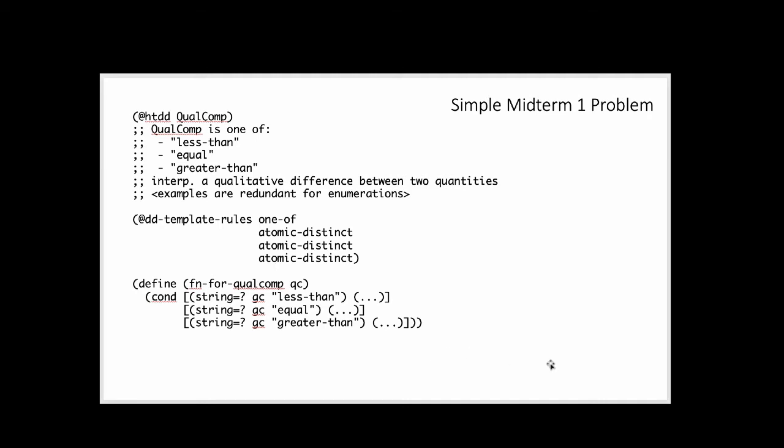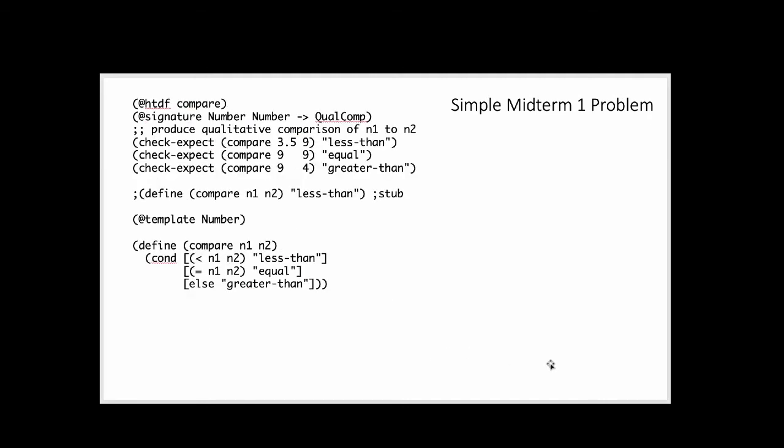Another part of a simple program would be a function that operates. Here we've got a function that actually is going to produce a QualComp, not consume a QualComp. So again, there's a tag here that says that the next part of the program follows the how to design functions recipe for a function called compare. There's a signature. Here's some check expects. All of this part is directly straight out of the books.